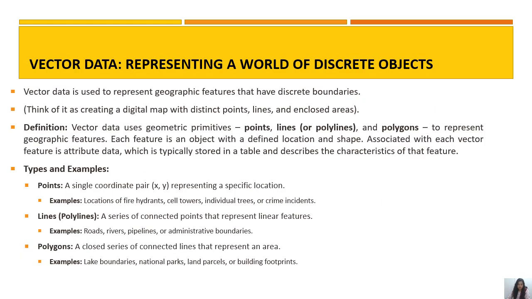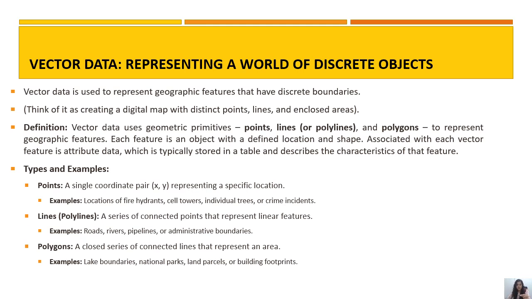Okay. Now let us understand what we mean by the word vector data. I say that it represents the world of discrete objects. What does it mean? It is data that represents a geographical feature which has distinct boundaries. Think of it as creating a digital map with distinct points, lines and enclosed areas. To define it, vector data uses geometry primitives: points, lines, which are called polylines, and then polygons. Together these represent a geographical feature on your map.